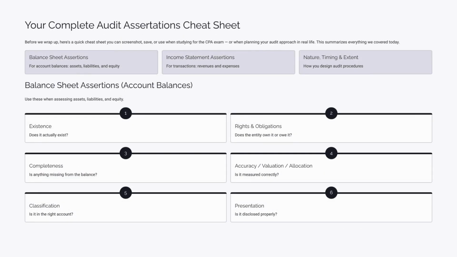Before we wrap up, here's a quick cheat sheet you can screenshot, save, or use when studying for the CPA exam, or when planning your audit approach in real life. This summarizes everything we covered today.